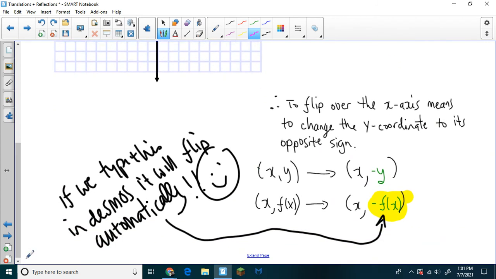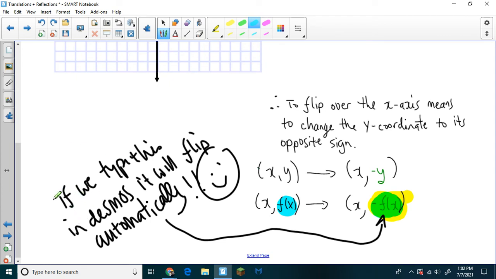And again, here what we talk about is, as I just said, to flip over the x-axis means to change the y coordinate to its opposite sign. So if I have, in general, x and y, then that reflection is just, the x stays the same, the y is negative. Now here I just used our new notation so that you're comfortable with it. If I change y to f of x, then it's the same thing, negative f of x.